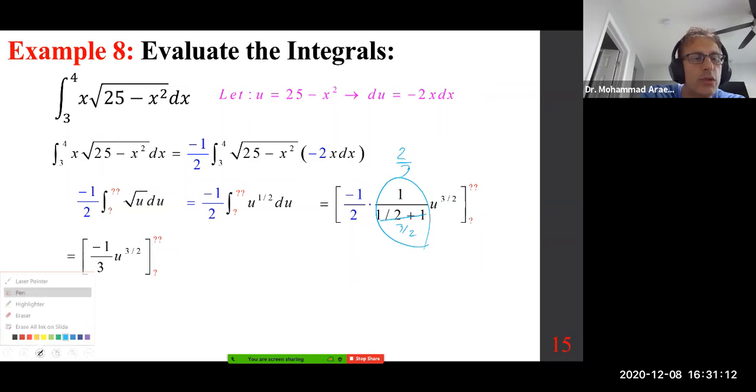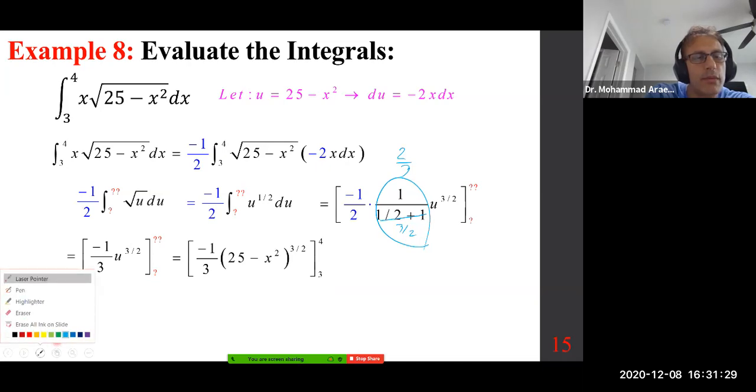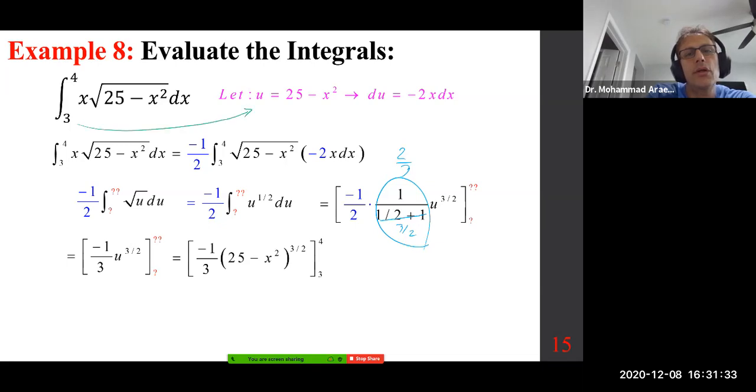So what can we do? Now we can go back to the original variable, original limits, and do the math. Or let's figure out the new limits. To do that, it's very simple. If you plug in number 3, you get 25 minus 3 squared, which means 25 minus 9 is 16.